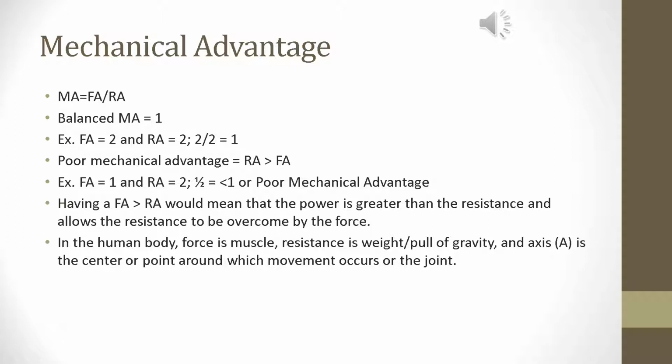A poor mechanical advantage would be when a resistance arm would actually be greater than a force arm. So if we're using measures again for the sake of simplicity, we just use some simple numbers. Your force arm was equal to 1, however your resistance arm was bigger and it was equal to 2. That would be 1 over 2, or 1/2, which is less than 1, and anything less than 1 produces poor mechanical advantage.